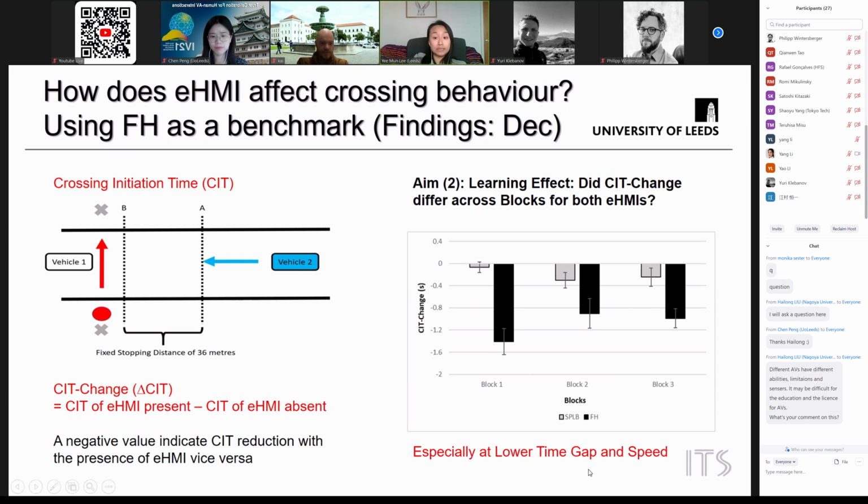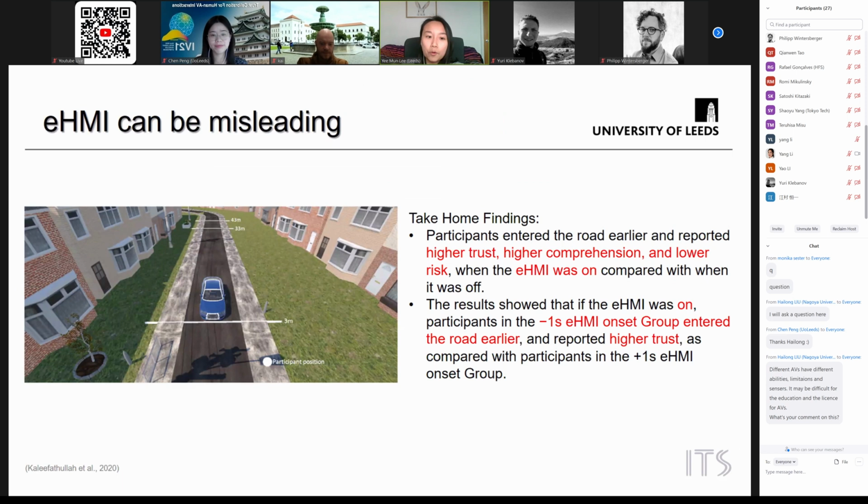This was especially so at lower speeds and time gaps. I have to mention that because that's also manipulated, but I did not show any more findings here because of the time. So what happens if people cross quicker, cross when the vehicle is still decelerating? That's what we are trying to investigate in this other study, in which we manipulated the eHMI onset to be 1 second before the vehicle starts decelerating or 1 second after it starts decelerating.